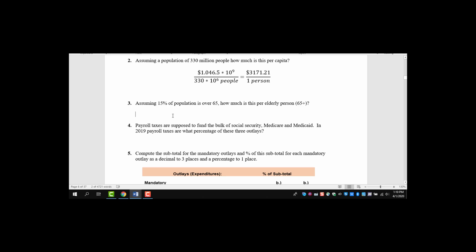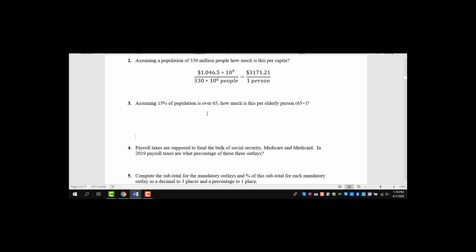So the last one I'm going to do before I switch over to an actual Excel file is this one. It says assume 15% of the population is over 65. How much is this per elderly person? Well, there's the whole population. So I want to find 15% of that population. I'm actually going to do it in two ways. The first way is I'm going to use a proportion. So I'm going to set this up as a proportion. You might want to pause and see if you can do it.